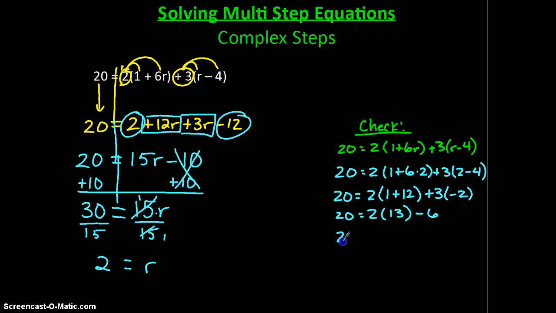Lastly, right here, I have 20 is equal to 2 times 13. If you just double 13, you're at 26 minus 6. And then actually, 26 minus 6 is 20. So that checks out. Therefore, our answer here is correct.